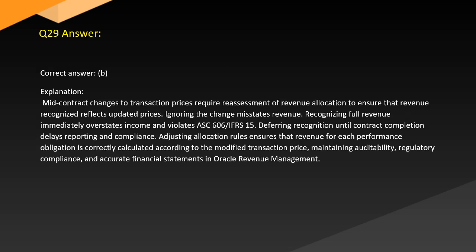Answer. Correct answer: B. Explanation. Mid-contract changes to transaction prices require reassessment of revenue allocation to ensure that revenue recognized reflects updated prices. Ignoring the change misstates revenue. Recognizing full revenue immediately overstates income and violates ASC 606 IFRS 15. Deferring recognition until contract completion delays reporting and compliance. Adjusting allocation rules ensures revenue for each performance obligation is correctly calculated according to the modified transaction price, maintaining auditability, regulatory compliance, and accurate financial statements in Oracle Revenue Management.